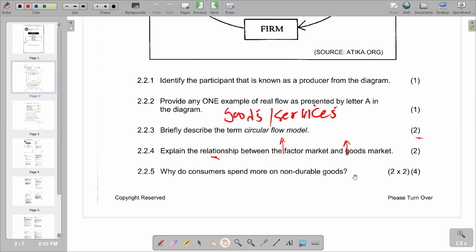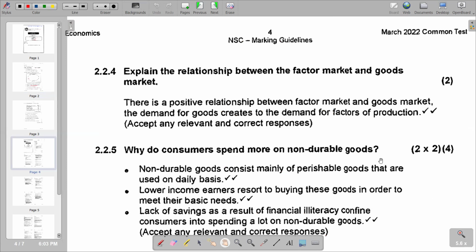So we go to 2.2.5 again and try to see the explanation that we are having. The question has got 4 marks and requires you to raise 2 points. The first point says non-durable goods consist mainly of perishable goods that are used on a daily basis. The first point that we have is explaining from the point of view that since they are perishable, they have to move fast. So that's why we see consumers spending more on them. They buy them.